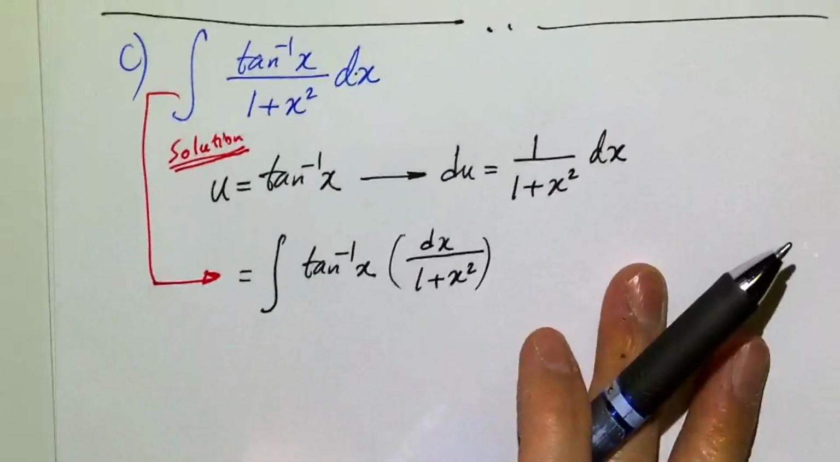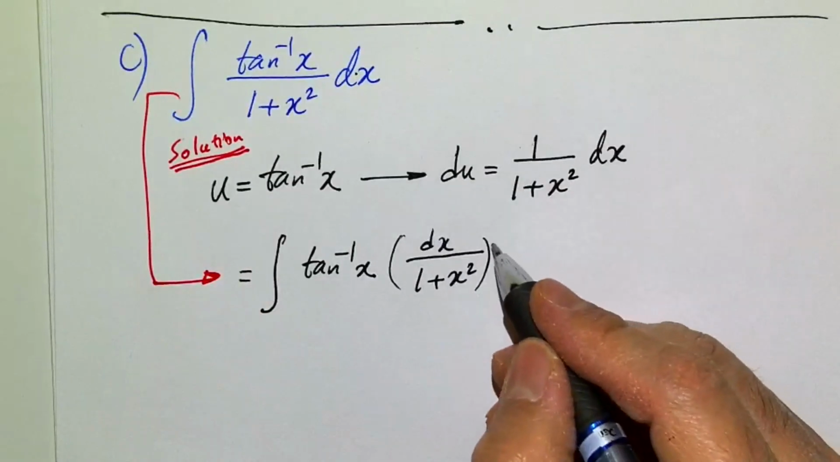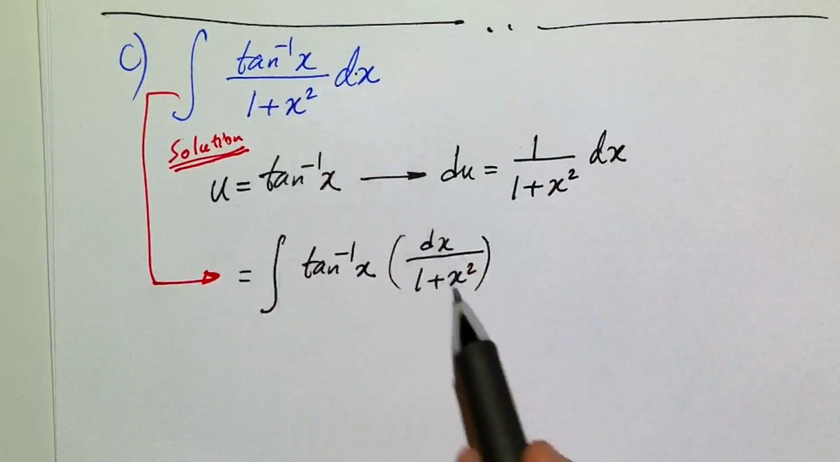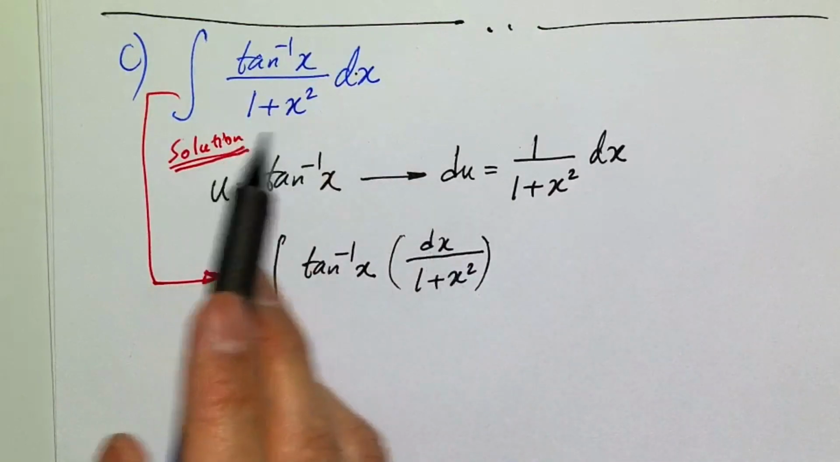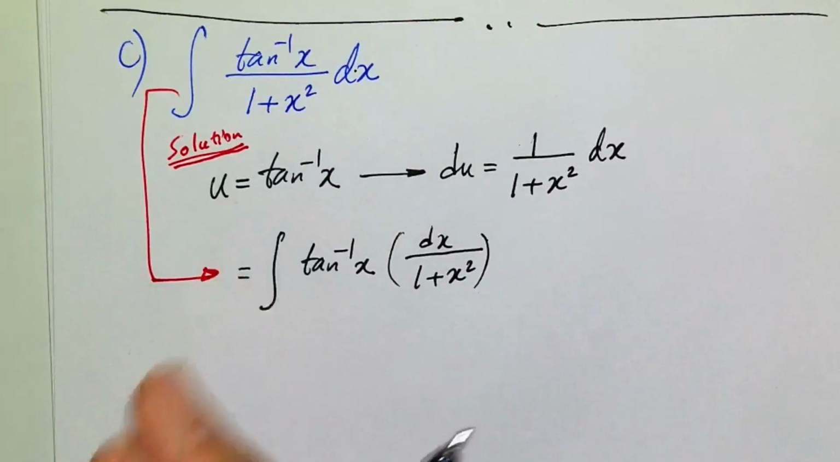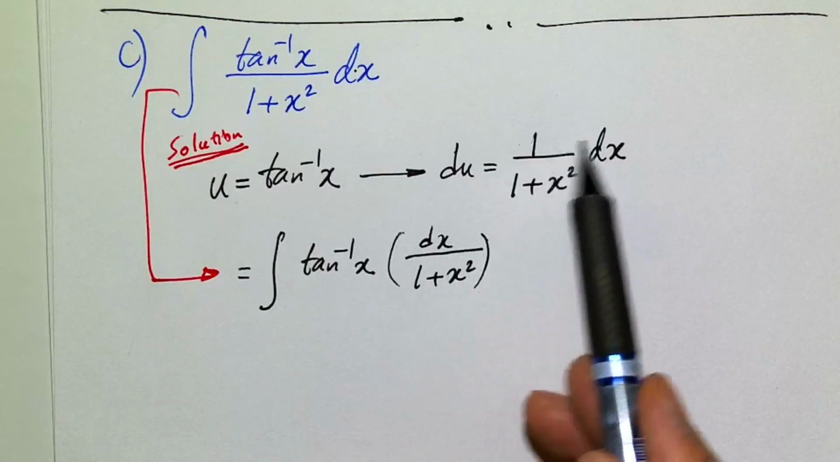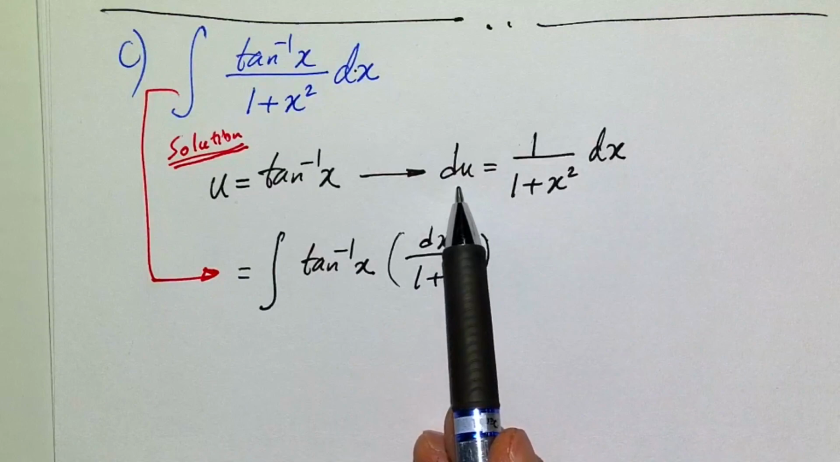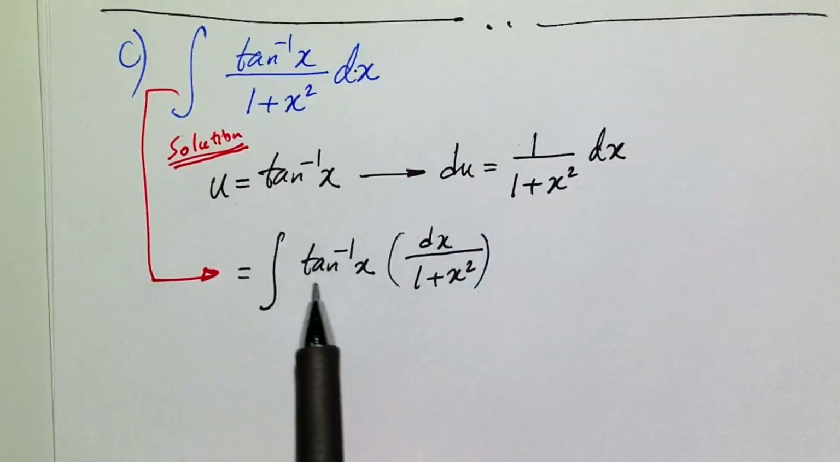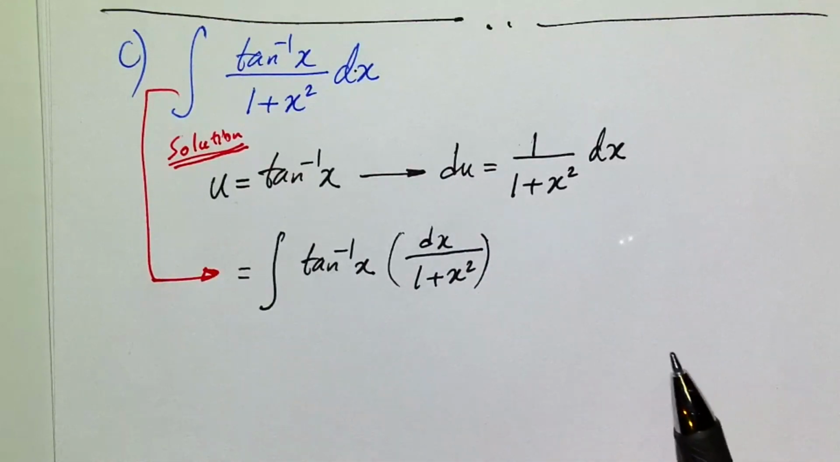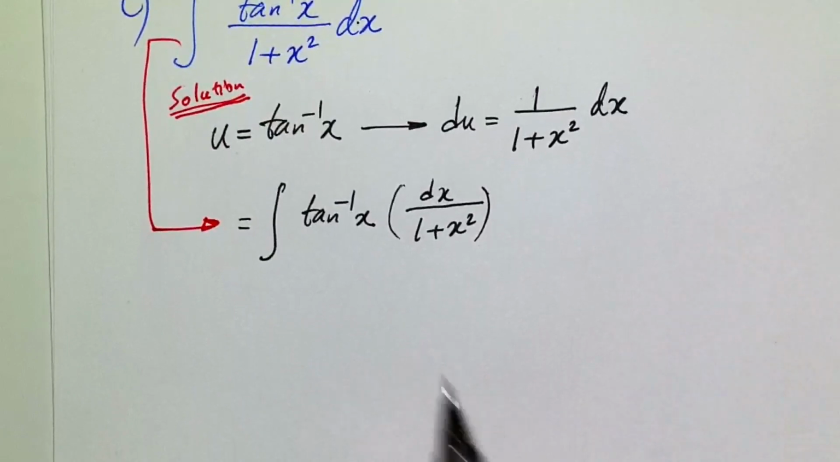That, you can write the original expression like that. You can put the dx inside the parentheses over 1 plus x squared. So we rearrange these terms. The benefit, of course, is that we can then associate this piece with that, which is du, and all of this becomes u, right? So let's make the substitution.